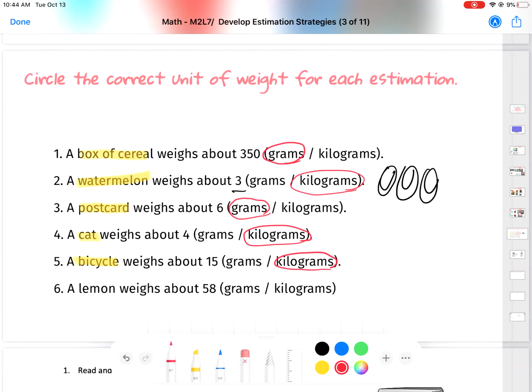Yes, it is 15 kilograms because it's heavier than a cat, heavier than a watermelon, and way heavier than 15 grams. Let's move on to number 6.